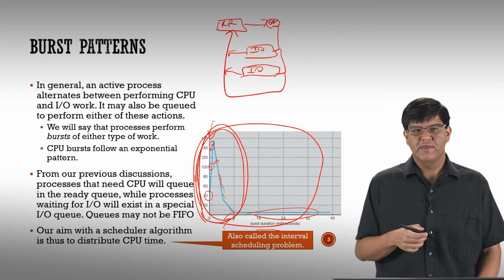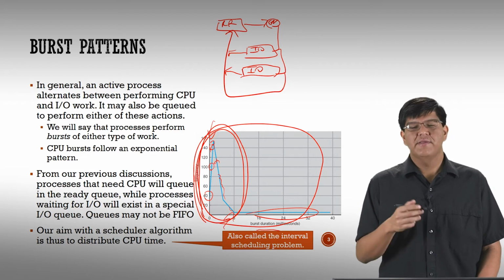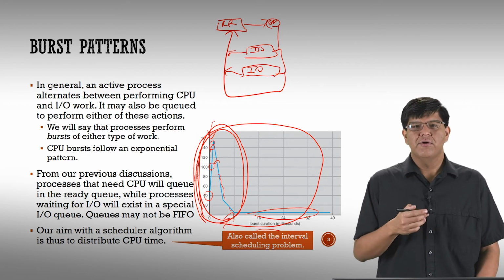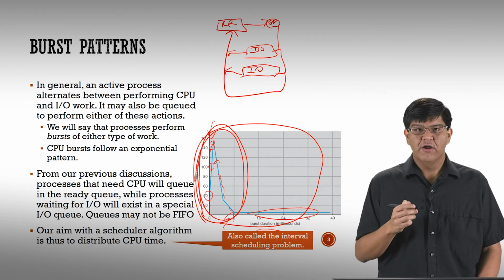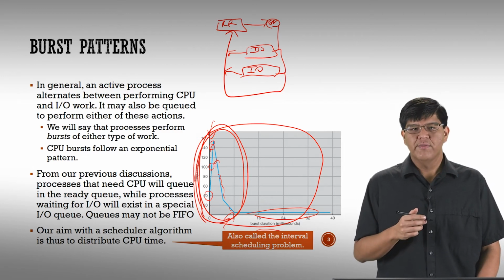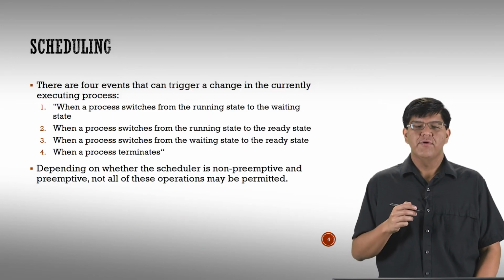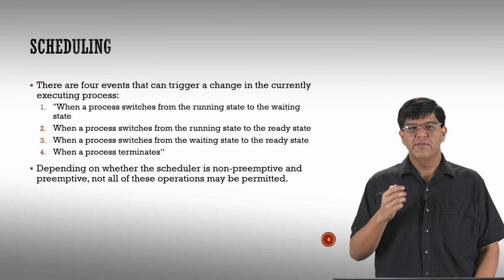And then once they get that resource, they can basically return to the ready queue because they need to have CPU time or actually analyze whatever it is they loaded up. Overall, our job is to find some sort of algorithm that can look at that ready queue and pick what is the best or most appropriate process to pick out of it and give it CPU time. An alternative name for this problem is the interval scheduling problem. So there are 4 different times that we may have a change in the process that's currently running.